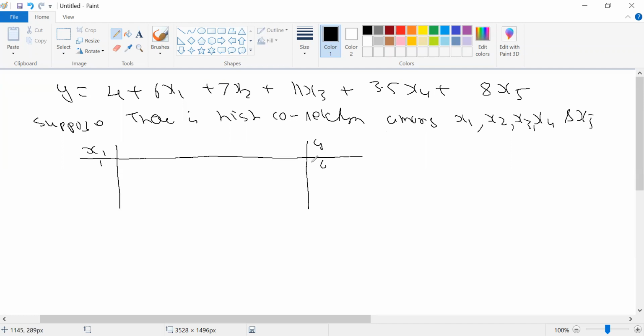6 यूनिट. But when x1 will increase, x2 will also increase, and increase in x2 will result in 7 unit change in this. And then x1, x2 are increasing, then x3 will also increase, and x3 की वजह से 11 unit के change आ जाएगा. Similarly, your x4 will increase by 1 unit, then it may have a combined effect of 3.5 units, and then your x5 may have an impact of 8 units.